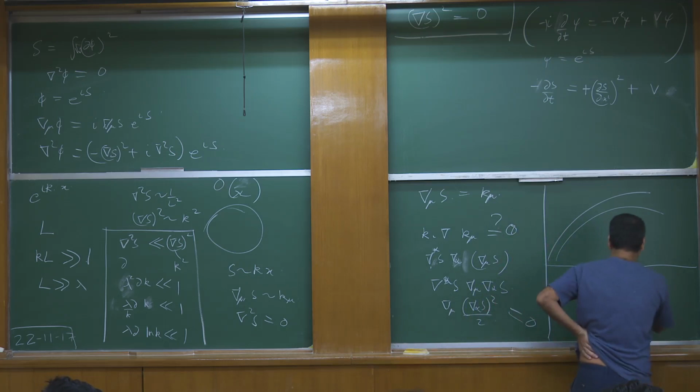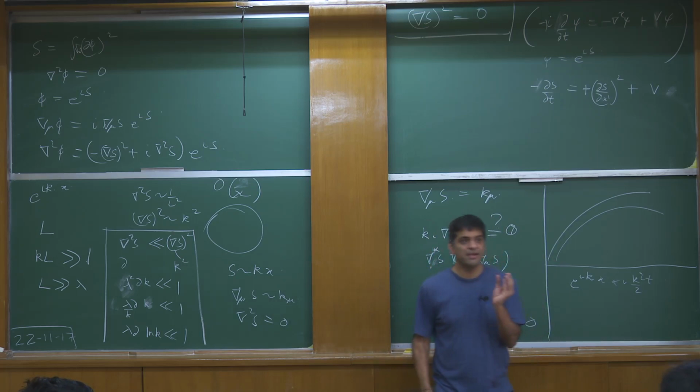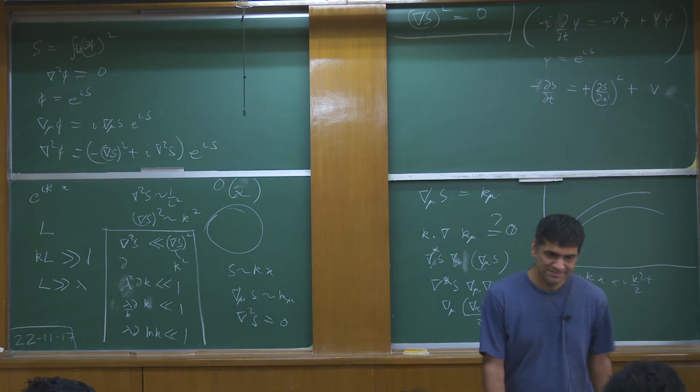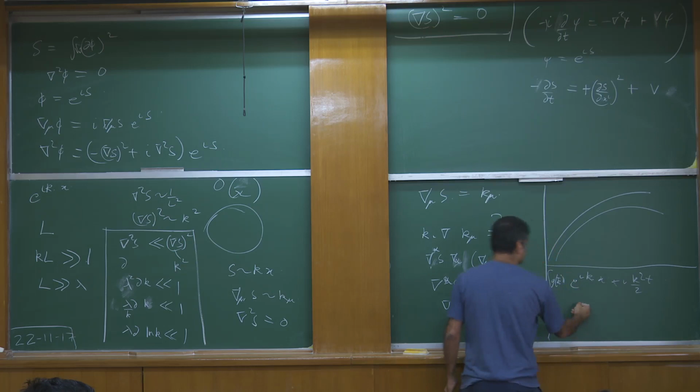Maybe plus i k squared t over 2, or maybe minus i k squared t over 2. This solution is all over the place. How do you go from here to solutions that move by the classical equations of motion? You take wave packets. You do the integral of g of k times this.